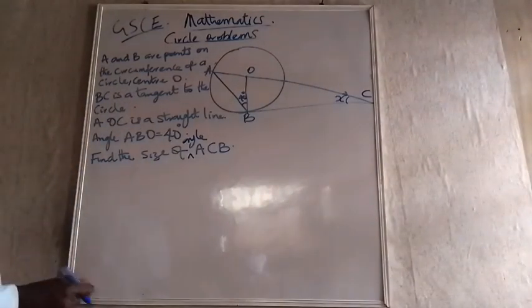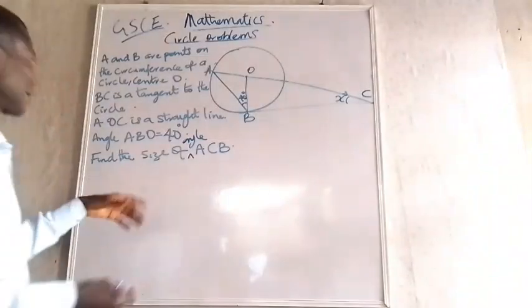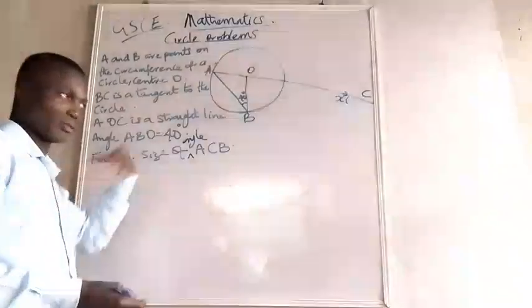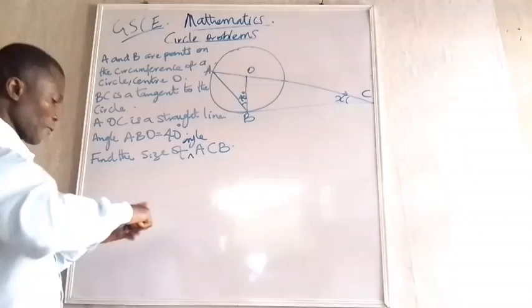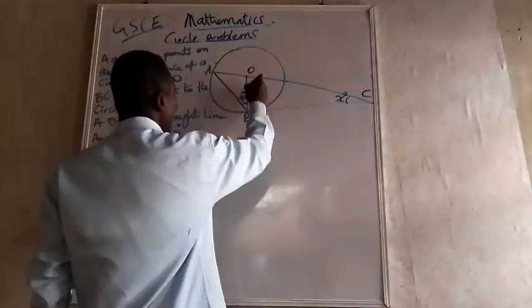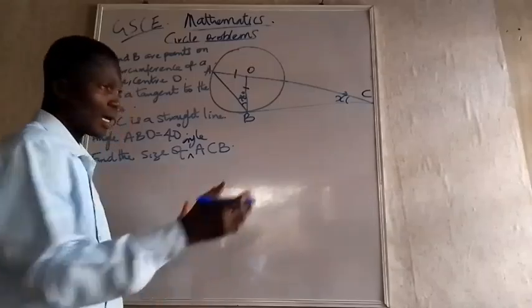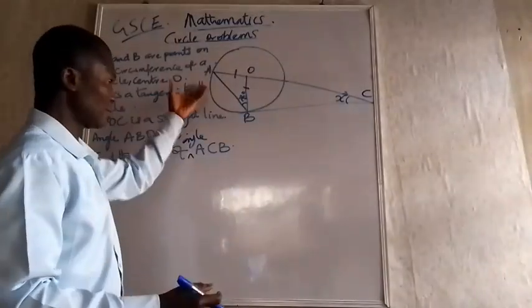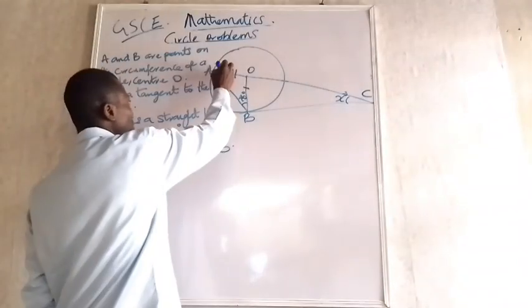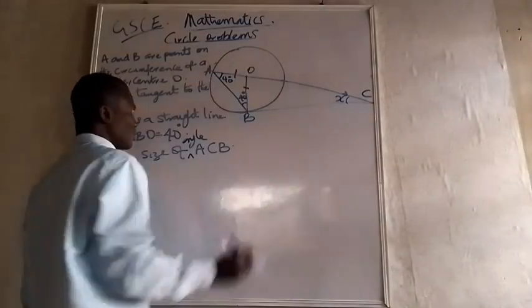We have been given that. Sometimes in the exam they might assign alphabets, but I am putting figures for clarity. Here, we know that this place is radius, so this place will be radius. And because we have an isosceles triangle, the base angles will be equal. So this place will be 40 degrees.